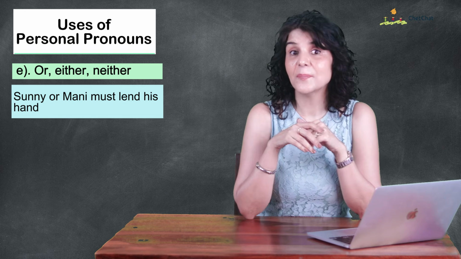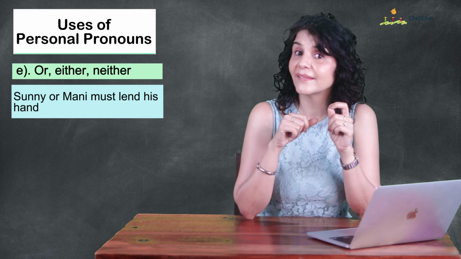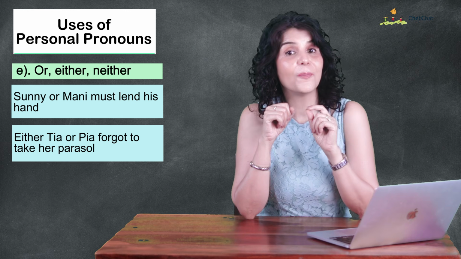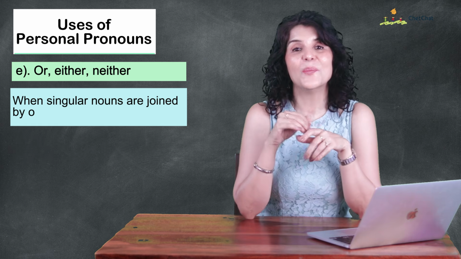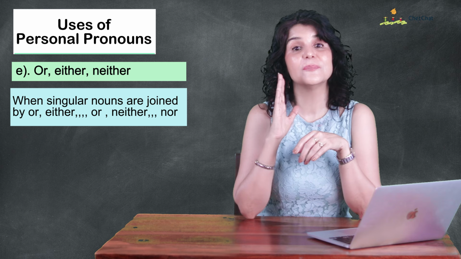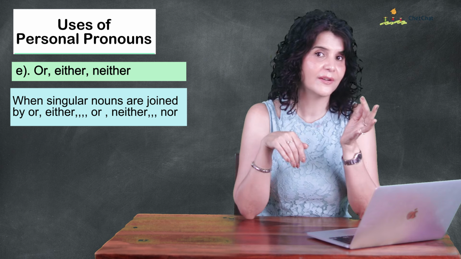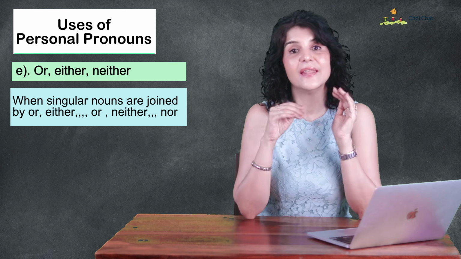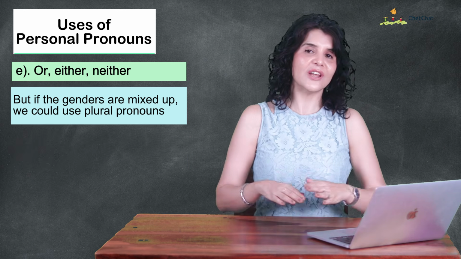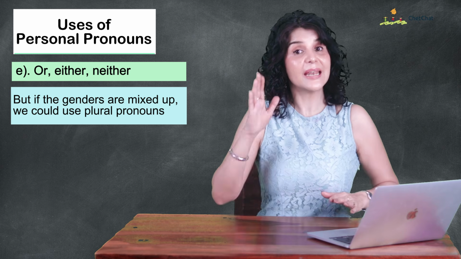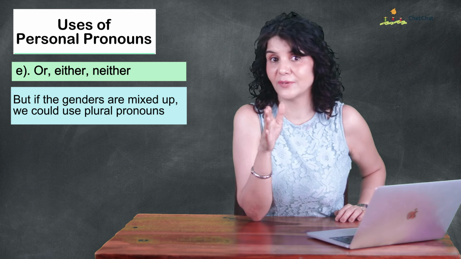What about when or, either, neither are used? Sunny or Mani must lend his hand. Either Tia or Pia forgot to take her parasol. When singular nouns are joined by or, either or, neither nor, the pronoun used is generally singular. But if the genders are mixed up, we then could use plural pronouns.